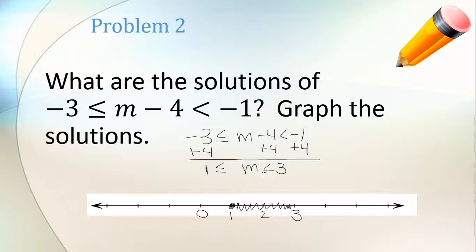And then I need m to be less than 3. So open dot at 3, and I'm going to shade that way. So remember, it's always going to be in between these two where they meet. That is where our solutions lie. So if I would plug in 2 into this inequality, I would get a true statement.